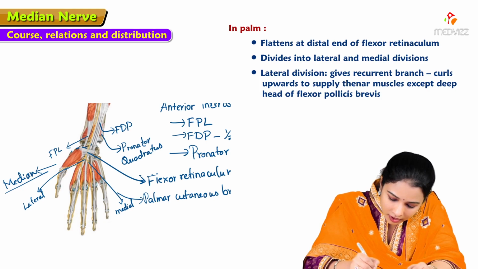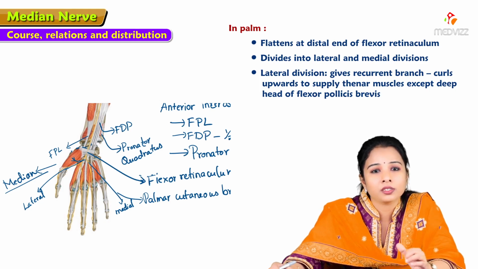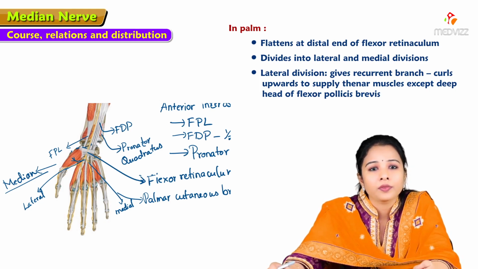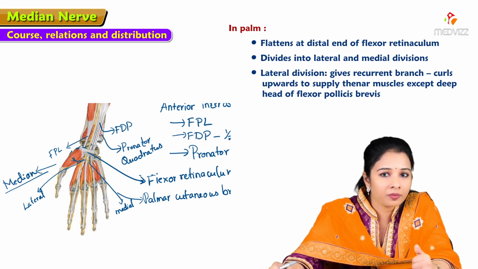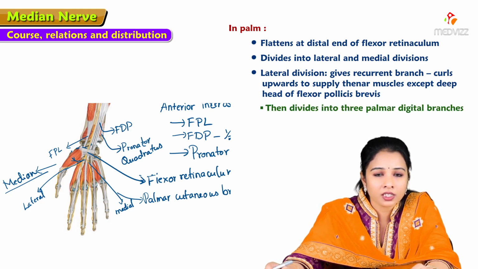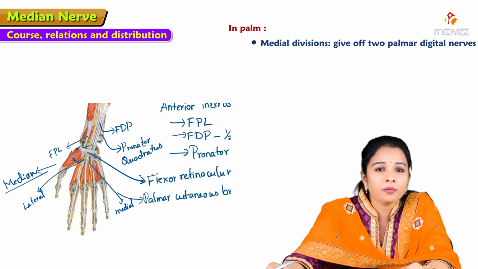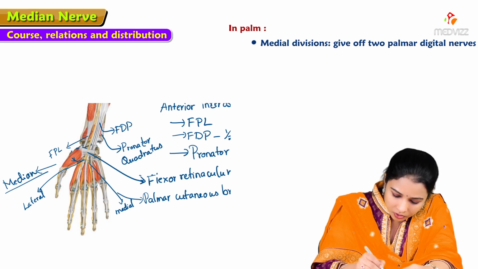So you are seeing here, this is the recurrent branch which supplies the thenar muscles, muscles of the thumb. Then except the deep head of the flexor pollicis brevis, all the rest of the muscles are supplied by this recurrent branch. It then divides into 3 palmar digital branches, and the medial branch gives off 2 palmar digital branches. So you can see one branch is going to the thumb.